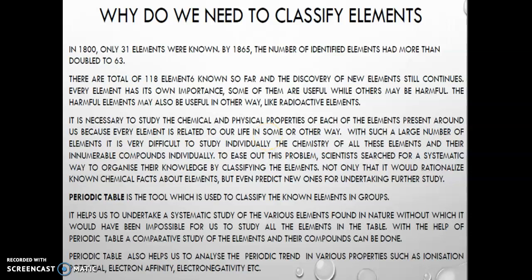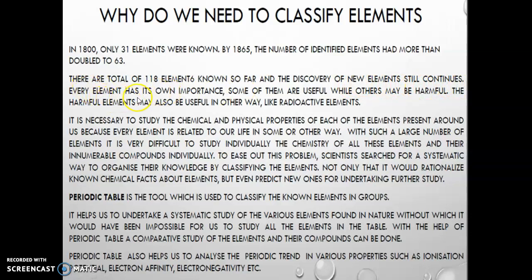First of all, why do we need to classify elements? In 1800, only 31 elements were known. By 1865, the number of identified elements had more than doubled to 63. There are a total of 118 elements known so far, and the discovery of new elements still continues.